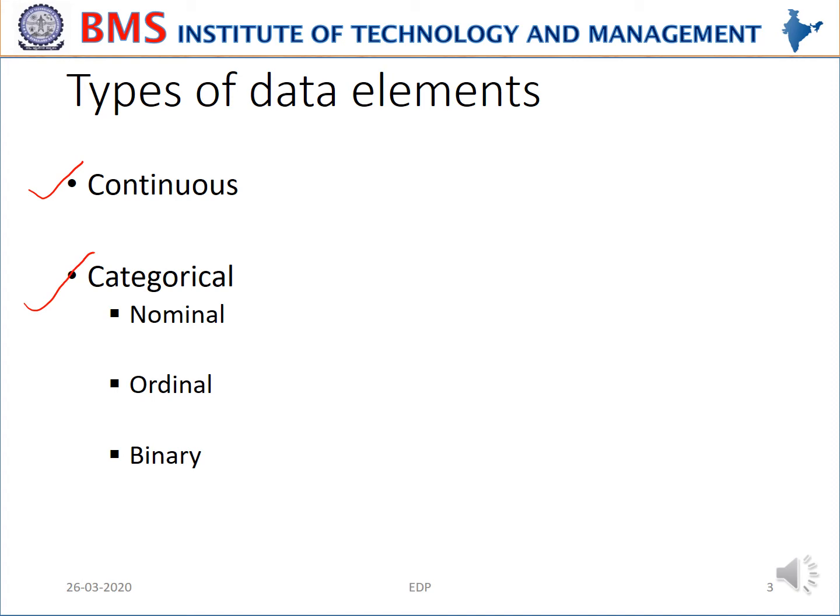Now, what are continuous data elements? Data elements that are defined on an interval that can be finite or infinite, limited or unlimited, we can call continuous data elements. For example, sales or income of a person or stock price of some bonds, all these are continuous data elements. Weight of a person, height of a person, these are like float values, so we call them continuous data elements.